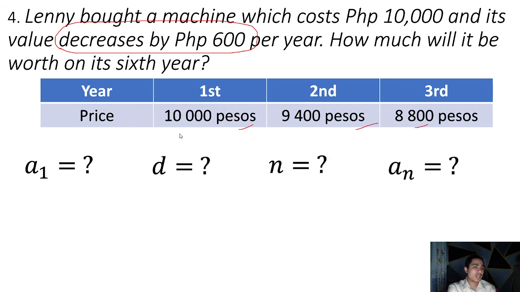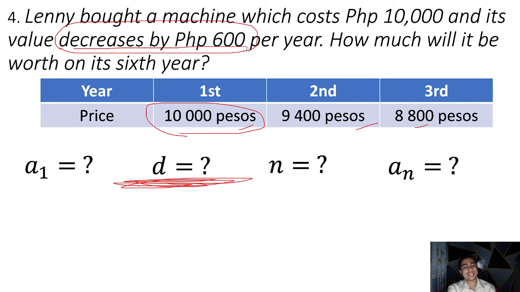So, meron tayong a sub 1. The first term is 10,000 pesos. Meron ba tayong common difference? Yes, meron common difference. Decreases by 600. Ibig sabihin, decreases, negative, and then 600. So, our common difference is negative 600. And, ilan yung years? 6 years. Okay? So, let us start solving now.